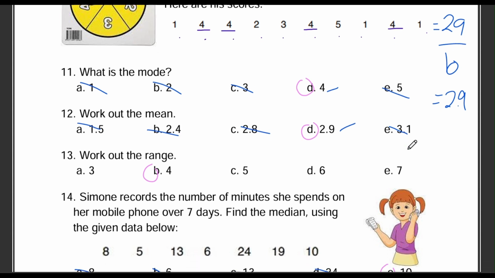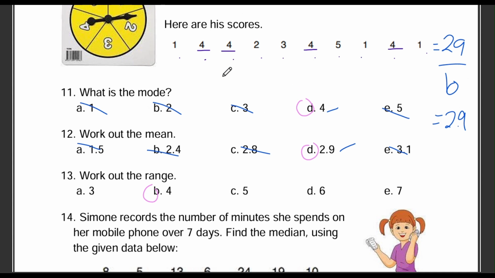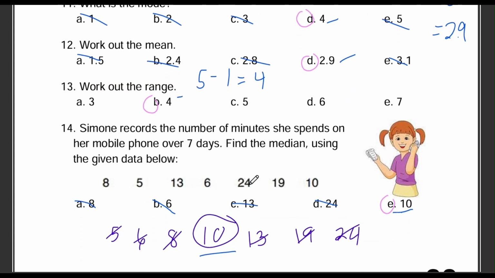Question 13. Now let's find the range of the scores. 1, 4, 4, 2, 3, 4, 5, 1, 4, 1. Is the range 3, 4, 5, 6, or 7? The correct answer is B, 4. The range is the difference between the highest and lowest numbers. In this case, the highest number is 5, and the lowest number is 1. So 5 minus 1 equals 4. That means 3 is too small, while 5, 6, and 7 are all too large.